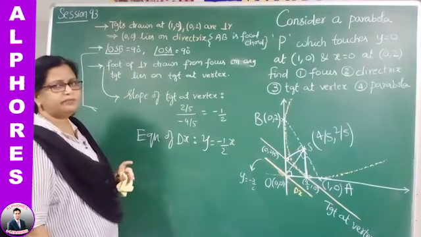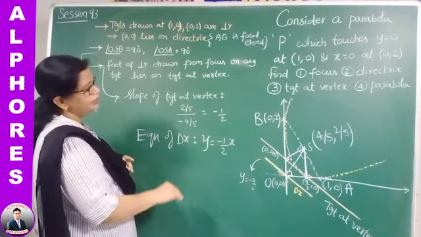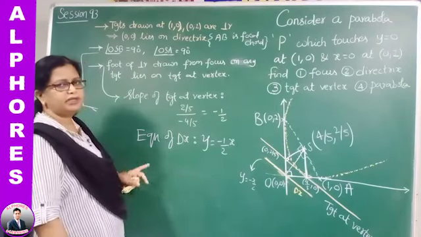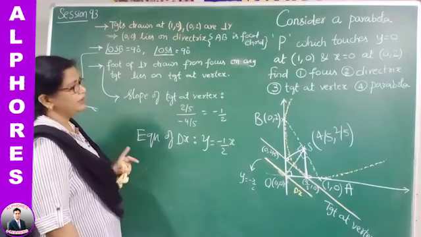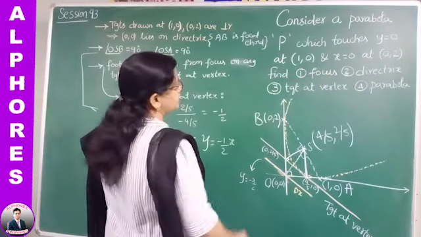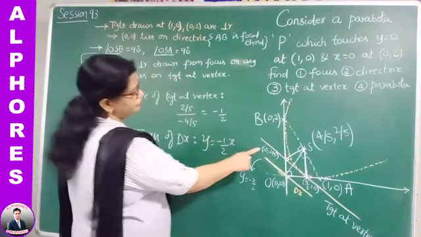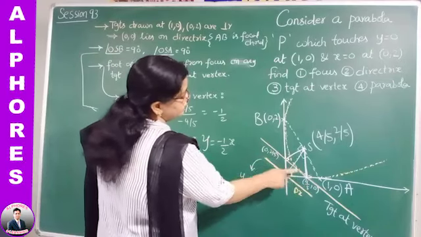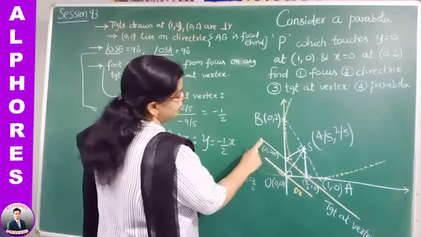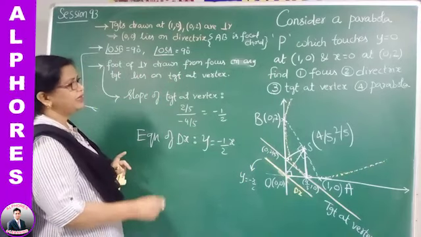Then if you use the formula SP equal to PM, you can obtain clearly the equation of the parabola. After that, if they ask, the focus you got, the directrix you got, and the tangent at vertex also we got. And if you write the equation of the line in intercept form, x by 4 by 5 plus y by 2 by 5 is 1, in that way you got all values.